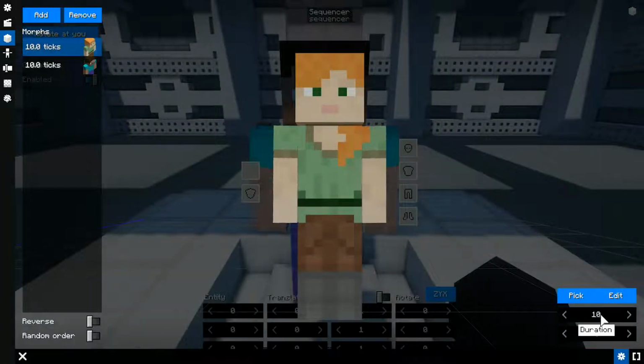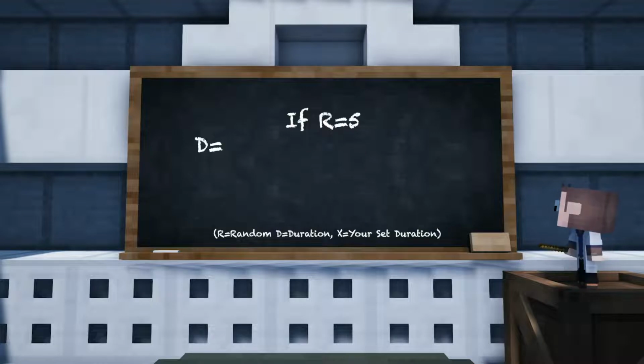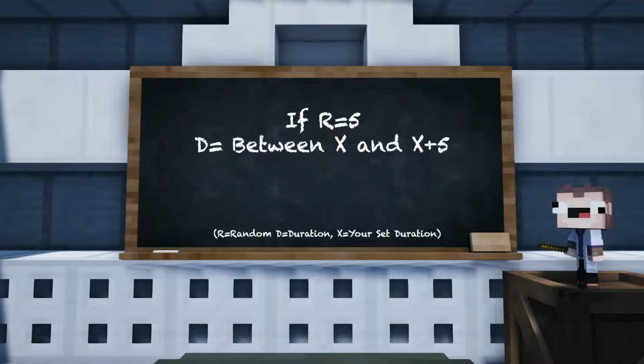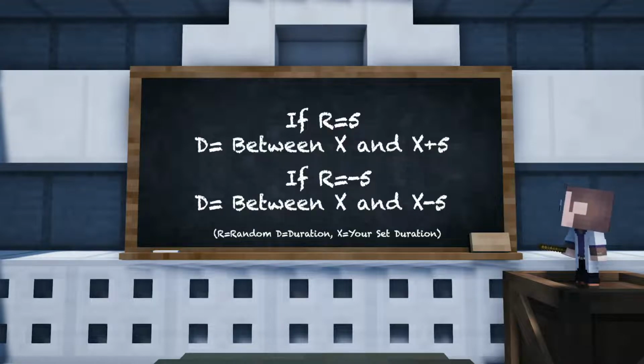We touched briefly on the durations text box, but there's another one underneath it called random. The random text field is used to randomize how long the morph will last for. If you set it to a positive number like 5, it'll randomize the morph's duration between x and x plus 5. This applies to negative numbers as well. Using -5 would result in the sequencer randomizing the morph's duration between x and x minus 5.